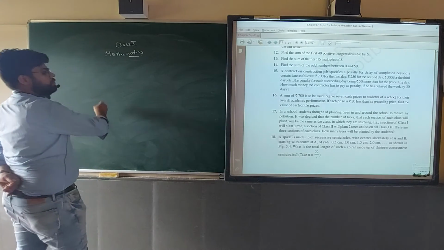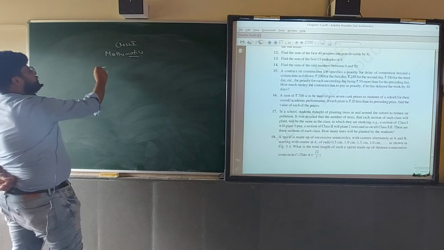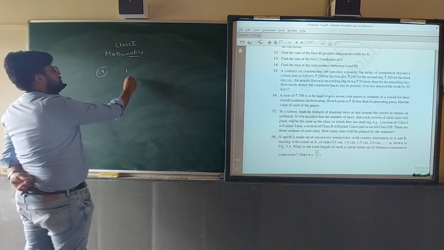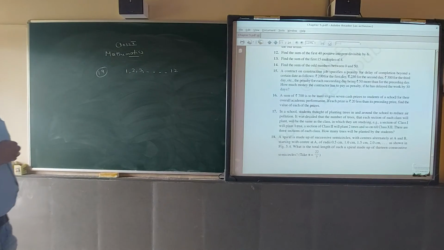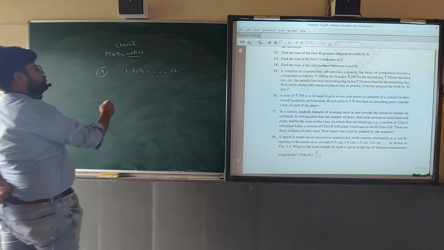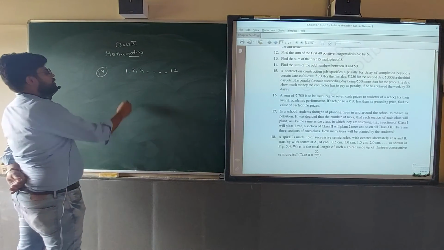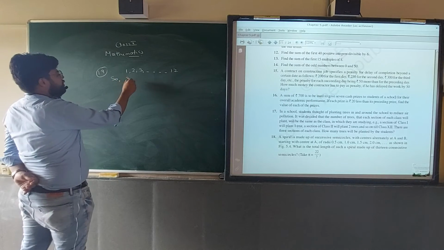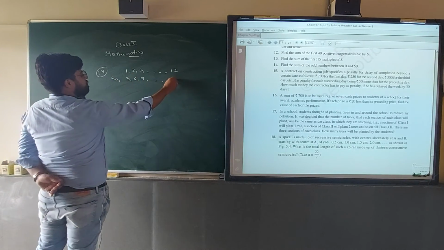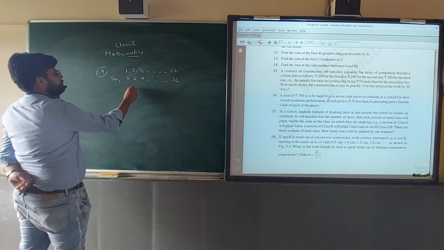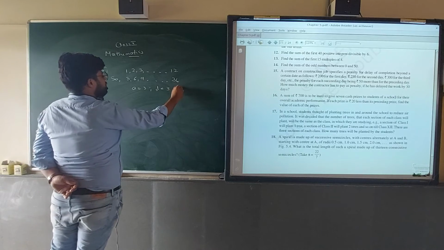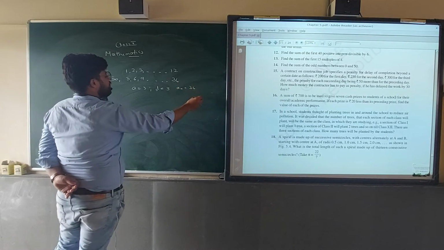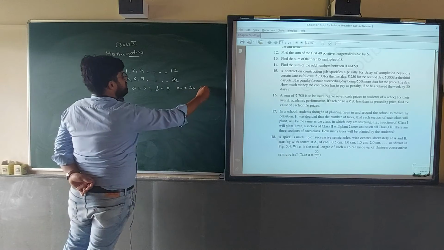Now suppose question number 17: the first class will plant 1 tree, second class 2, third class 3, like that it will go up to the 12th class. One more thing: each class has 3 sections, so we have to multiply the series by 3. So 3, 6, 9, like that up to 36. Now find the sum. a will be 3, d will be 6 minus 3, the value of an is 36, and the value of n is the total number of classes, 12.